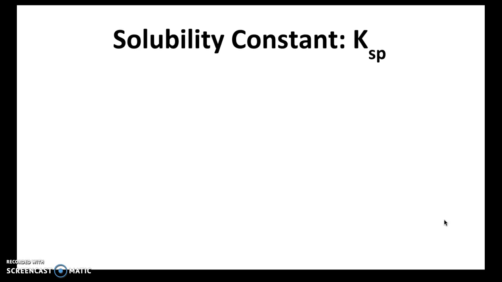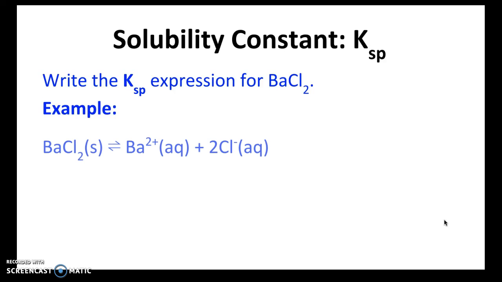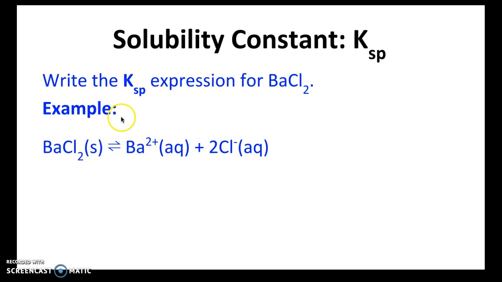All right, the best way to get used to Ks is to do some problems. You're going to be asked to write the Ksp expression for barium chloride. So how do we tackle this? What we need to do first is write out the balanced chemical equation for the ionization of the salt. Because it's a salt, barium chloride starts as a solid. Ionic compounds, we write them as solids, and that breaks apart into a barium ion and two chloride ions.